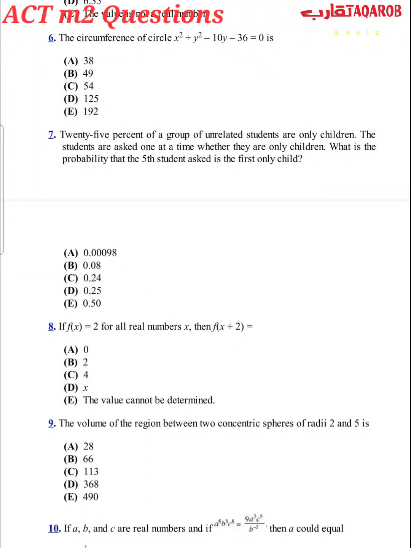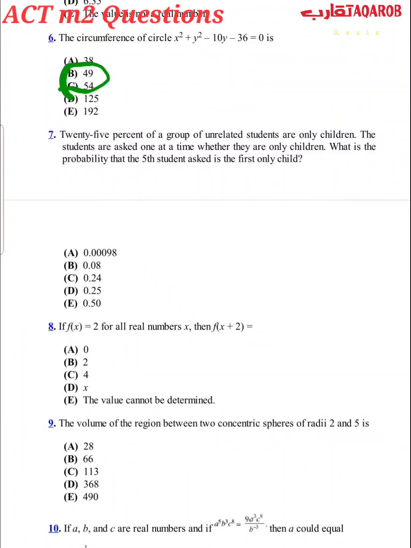Now solve question number 6. The circumference of the circle x squared plus y squared minus 10y minus 36 equals 0 is. Complete the square to get x squared plus y minus 5, all of that squared, equals 61. So the radius equals square root of 61. We know the circumference equals 2 pi times r. So 2 pi times square root of 61 equals 49. So the answer is B.